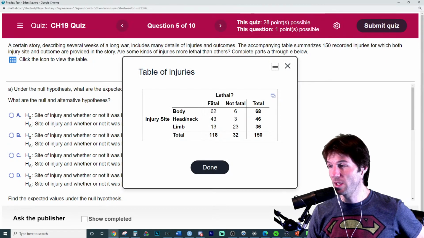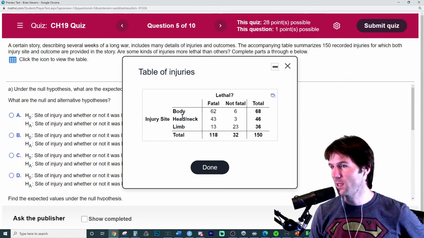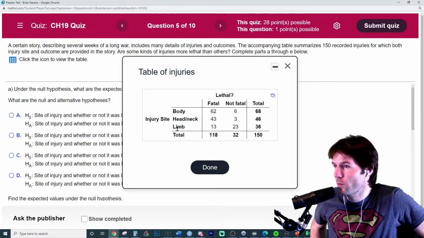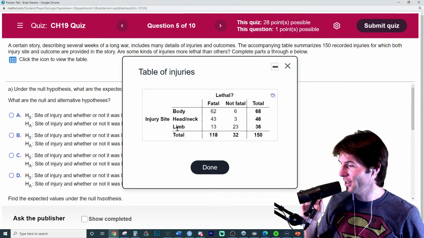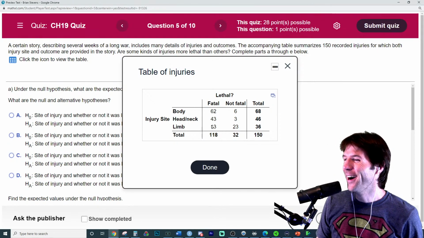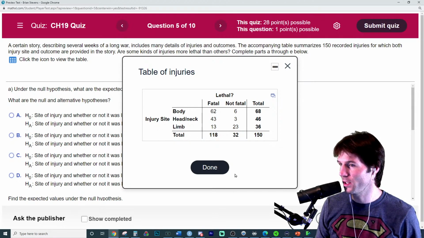We have, was the injury lethal? It was fatal or not fatal? And where was the injury site? The body, the head, the neck, or the limb? So with these right here, we see the counts of the observations. So this is count data. Yay, war story. So we have 118 fatal injuries, 32 non-fatal, body injuries, head injuries, neck, limb, all these injuries.